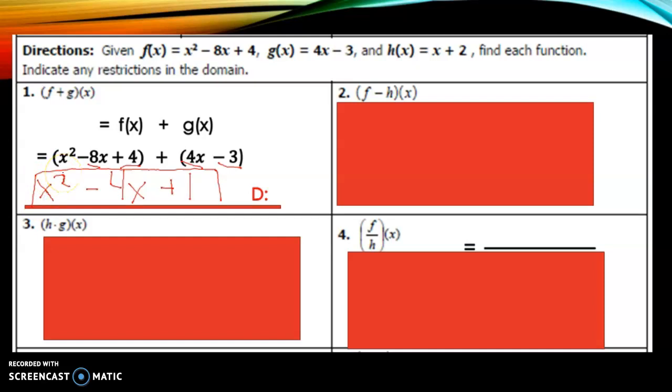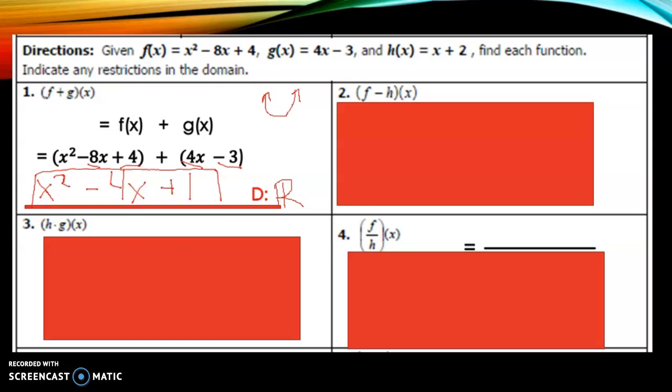That means we have a parabola. Remember, a U shape. Any kind of parabola always has a domain of all real numbers. It goes forever to the left and forever to the right because it makes that smile, that U shape. So the domain is all real numbers for any type of parabola.